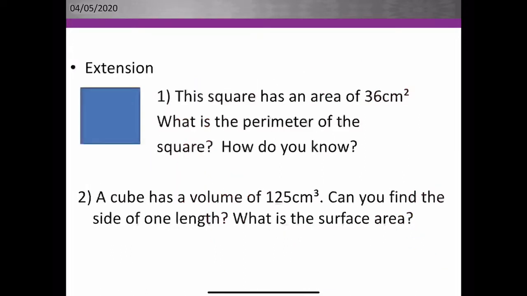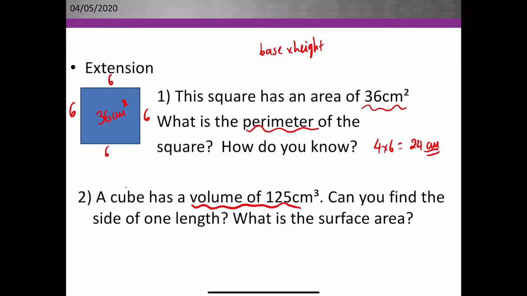The square has an area of 36 centimeters squared. What is the perimeter of the square and how do you know? Well, you know that the perimeter of the square is found by adding, but you know the area is 36. How do you work out the area? It's base times height. Because it is a square, the base and the height will be equal. So it's 6 times 6. But you want the perimeter, so it's 4 lots of 6, which is actually 24, not 36, sorry, I apologise.